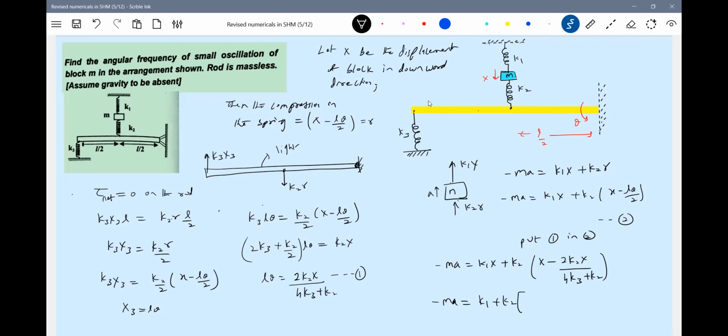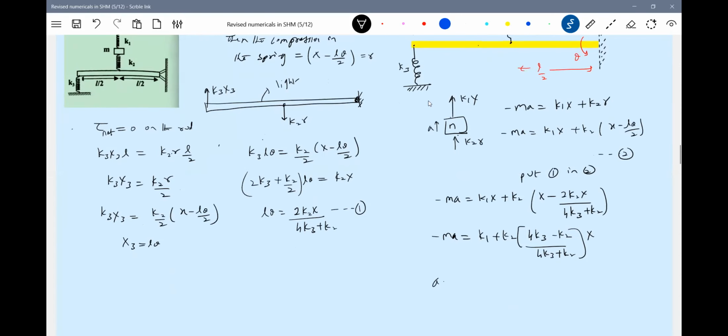K2, this will be 4K3. K2 minus K2. So this will be K2 by 4K3 plus K2 into X. Then acceleration will be proportional to negative of displacement. K1, 4 K1 K3 plus K1 K2 plus 4 K2 K3 minus K2 square by 4 K3 plus K2 into M. This is everything equal to negative of this.